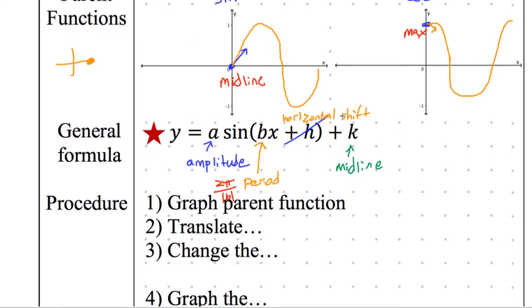So graph the parent function, and I'll just say as a note here, I'll do this in blue. Midline versus max. And the other thing you need to know is whether it starts at 0, 1 or 0, 0. Those are the things you need to be thinking about when you're graphing the parent function.